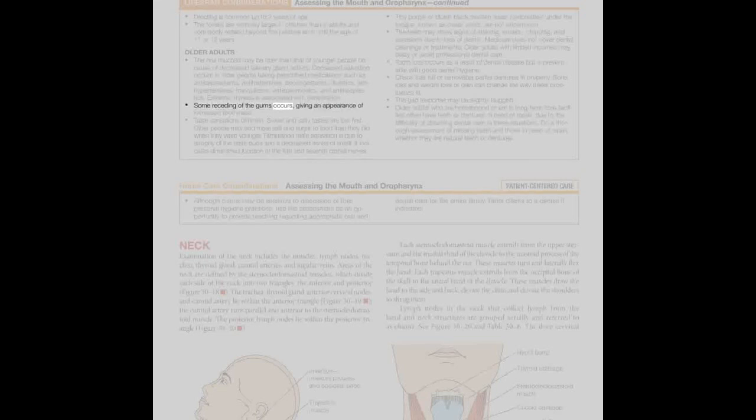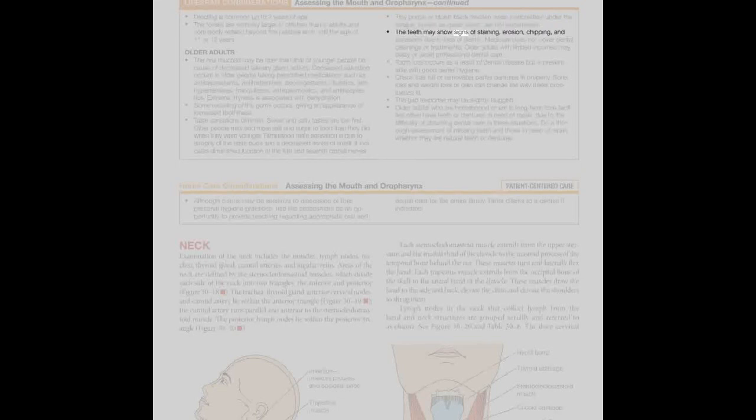Some receding of the gums occurs, giving an appearance of increased toothiness. Taste sensations diminish. Sweet and salty tastes are lost first. Older people may add more salt and sugar to food than they did when they were younger. Diminished taste sensation is due to atrophy of the taste buds and a decreased sense of smell. It indicates diminished function of the fifth and seventh cranial nerves. Tiny purple or bluish-black swollen areas, varicosities, under the tongue, known as caviar spots, are not uncommon.